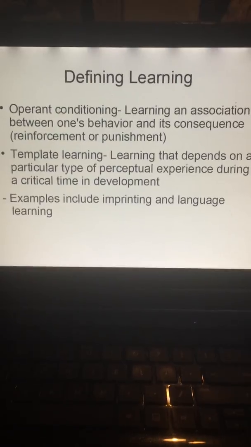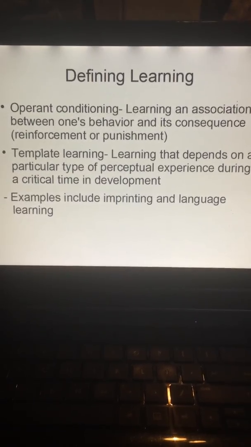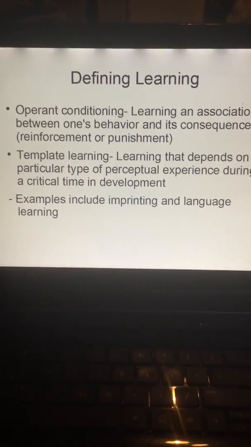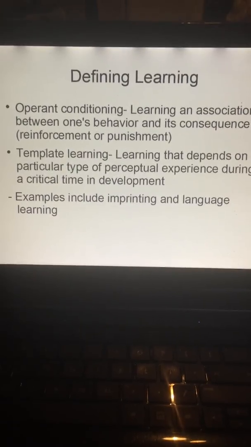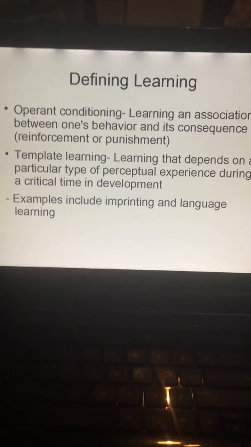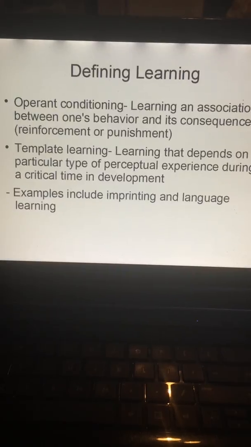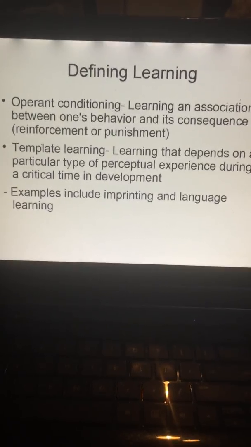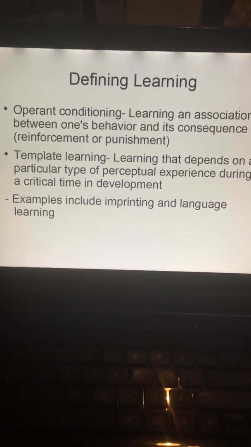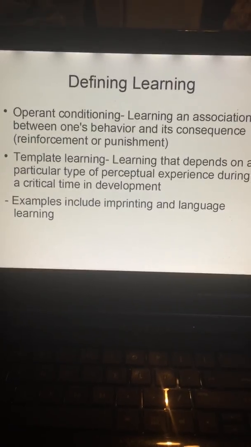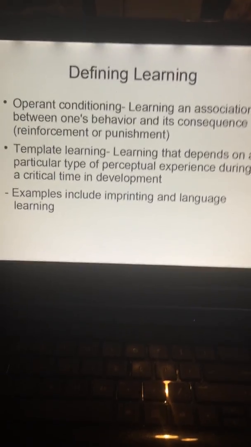Operant conditioning is learning an association between one's behavior and its consequence, reinforcement or punishment. If your behavior is followed by a favorable outcome, you'll want to do that behavior again. If your behavior is followed by an unfavorable outcome, you are less likely to do that behavior again. That's known as punishment.